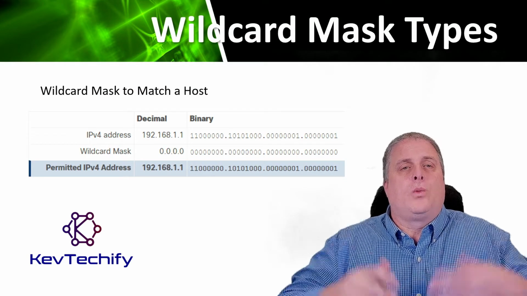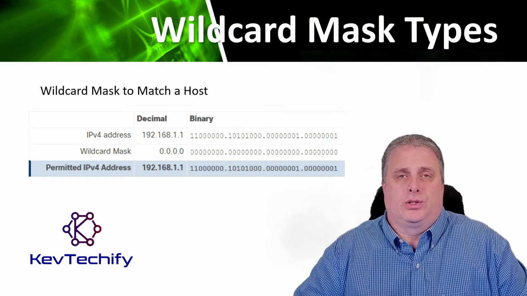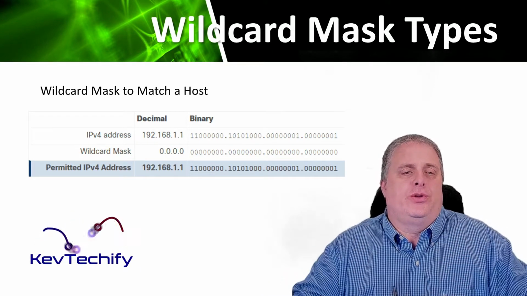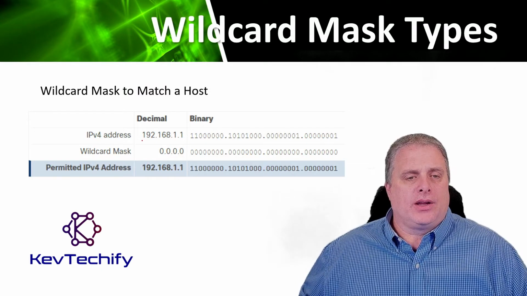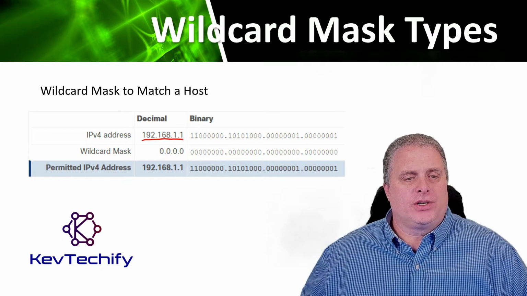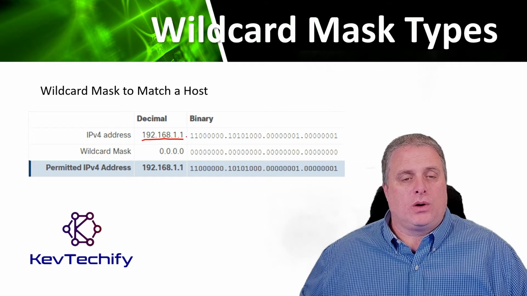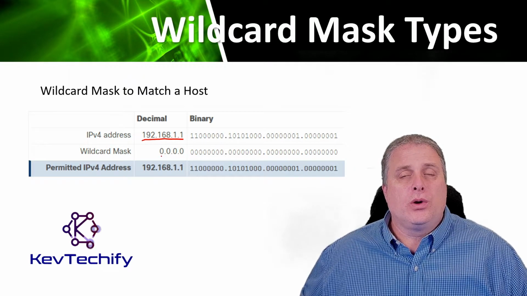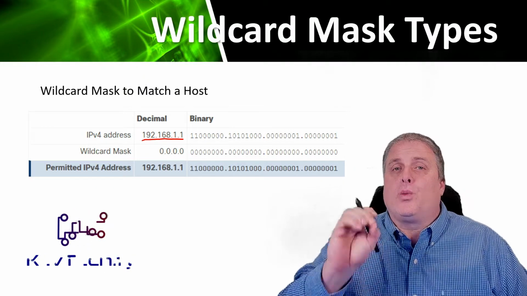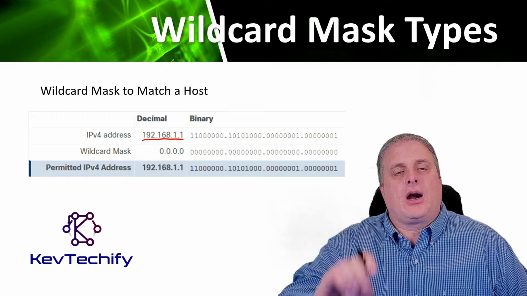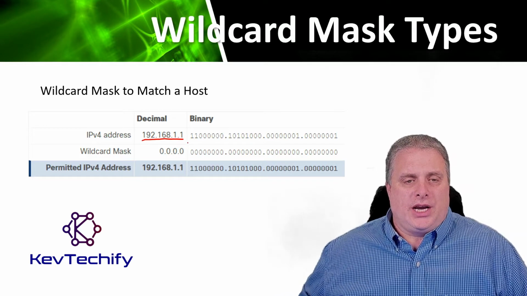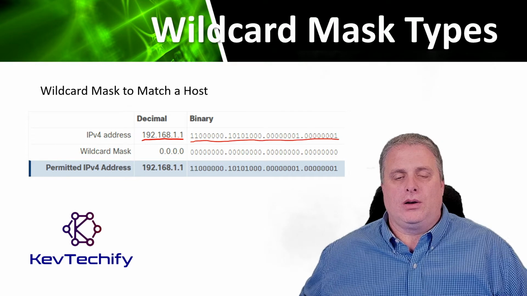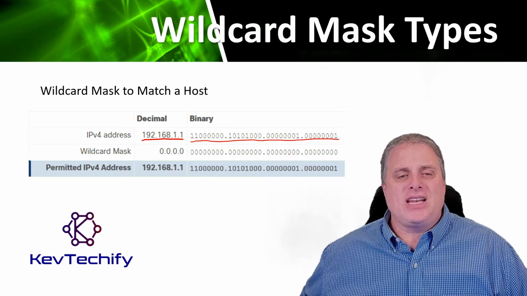Here we can see a wildcard mask to match a host. We want to match that host IP version 4 address, so we want to match all 32 of those bits. Here we have the IP version 4 address 192.168.1.1, and because we want to match all 32 bits, we're going to put in all zeros, because in a wildcard mask, zeros are matching. Now in binary, we want to match all of them.